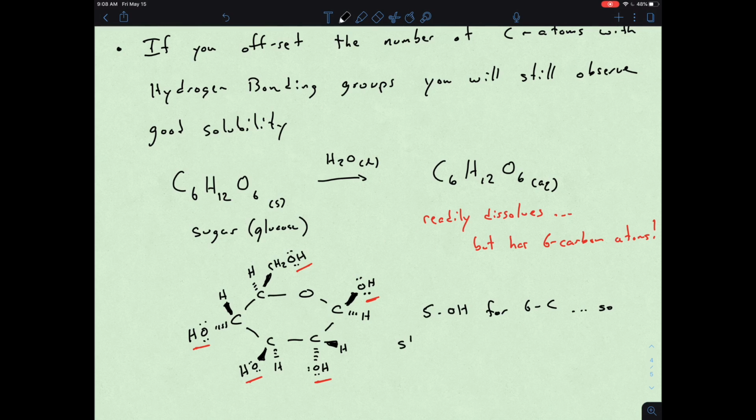So still very soluble in water. So you can have that idea of offset too, as long as you have as many OHs as you do carbons, or roughly the same, you're going to still see very good water solubility. And that's even getting then into much larger molecules, such as peptides and proteins, enzymes.